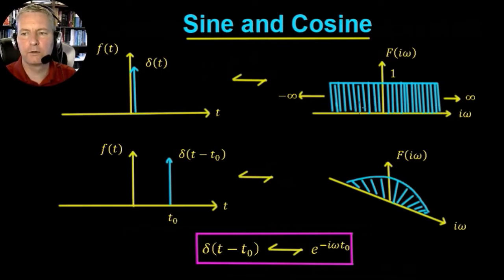So what's happening is all these little phasors are getting shifted along in the imaginary axis. So we're left with the transform pair delta t minus t0 is e to the minus i omega t0. So let's use that and a couple of identities which we'll see in the next slide in order to work out the Fourier transform of the sine and cosine.